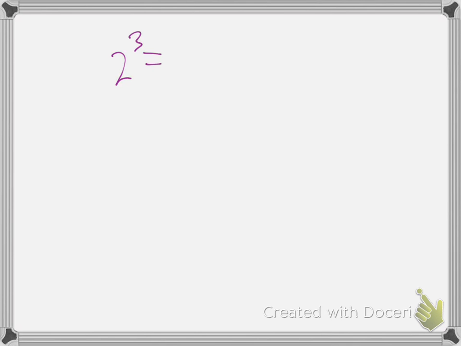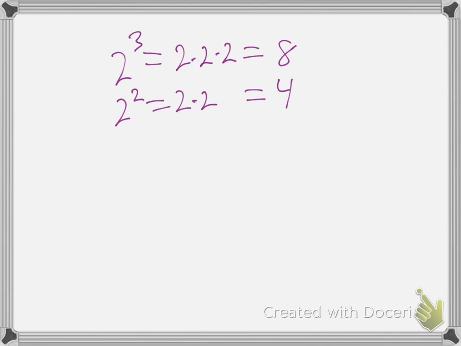Think about 2 to the 3rd with me for a minute. What does 2 to the 3rd mean? Doesn't that mean 2 times 2 times 2? What does that equal? Yeah, 2 times 2 is 4, times 2 again is 8, right? All right, so what's 2 to the 2nd power? It's 2 times 2, which is 4. 2 to the 1st power is just 2.